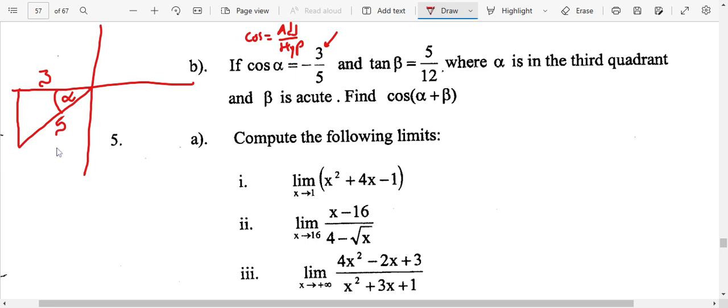Now, you need to know that the hypotenuse is always positive. It's always positive. We don't care in which quadrant the angle is. That means that this negative that we're able to see here is because of the adjacent. Something is on the negative x-axis, so expect it to be negative. So let's find the opposite. How can we find the opposite side? The opposite side is the side that is opposite the angle. How do we find it?